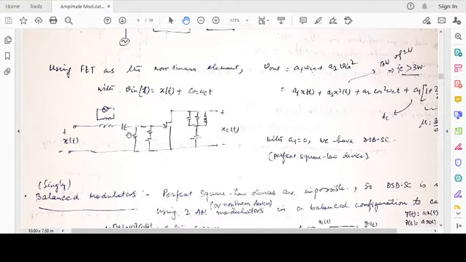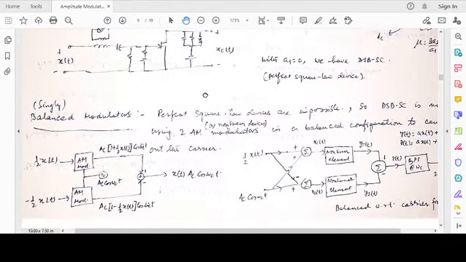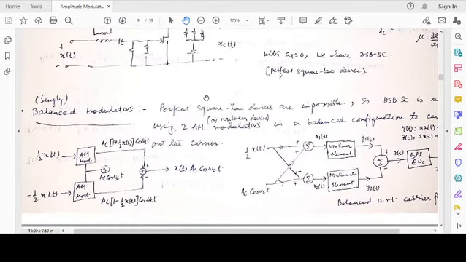You have the input signal. They pass through this, which is biased in a region where you have that square law nonlinearity. You have a bandpass filter RLC, and you extract the output. Now you come to two important concepts known as balanced modulator.